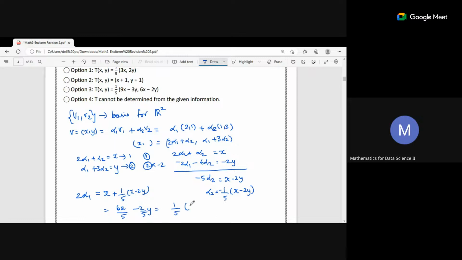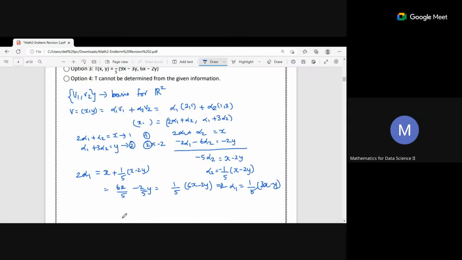So 1 by 5 times of 6x minus 2y. Okay. So this is 2 times of alpha 1. So alpha 1 should be 1 by 10 times of this. So you can simplify this and see that alpha 1 is equal to 1 by 5 times of 3x minus y. Okay. So here you see that which one of these options will coincide.